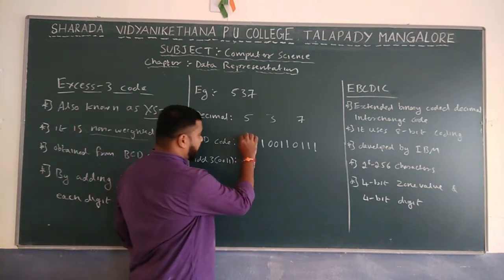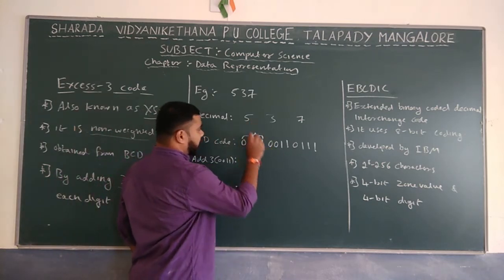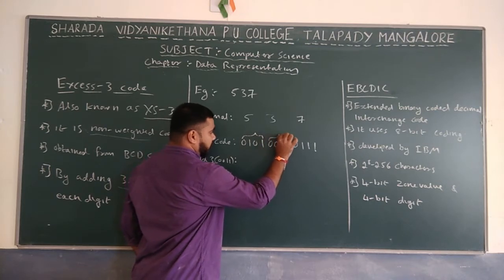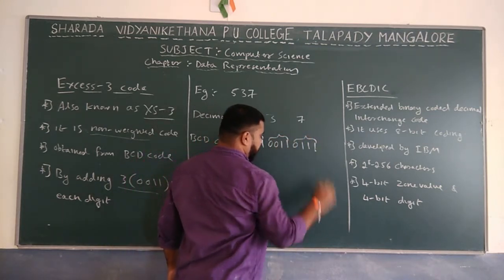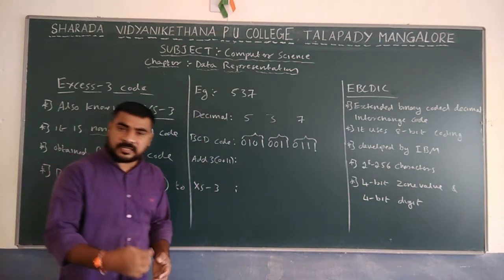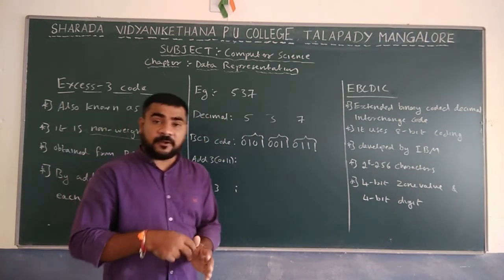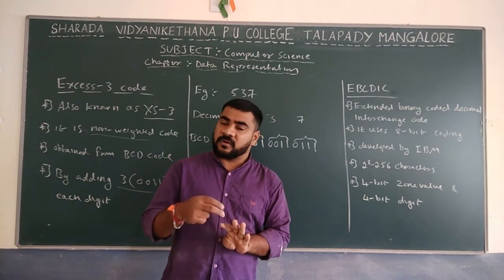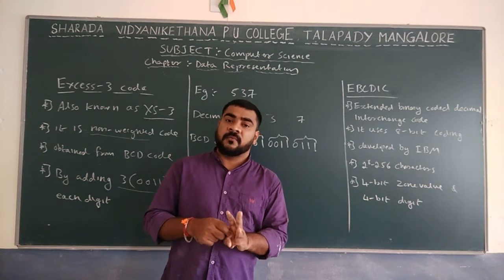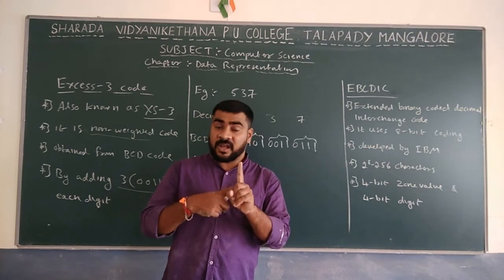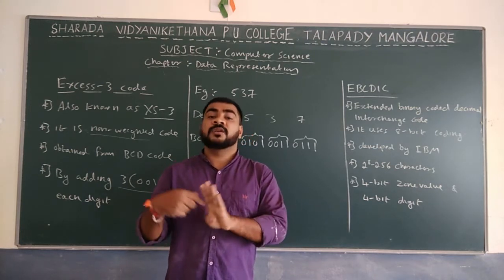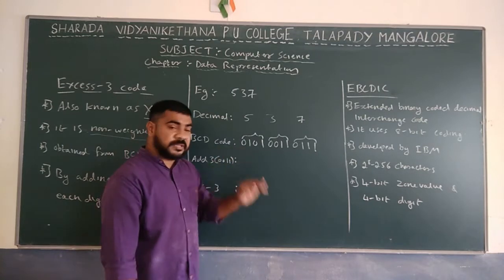See here, the first one is 5, this one is 3, and this one is 7. So we have to add the zeros in the place of MSB and make the bit length 4 bits. Whenever only 1 bit is there, you have to add 3 zeros. When 2 bits are there, you have to add 2 zeros. And whenever 3 bits are there, you have to add 1 zero. And you have to make the bit length 4 bits. So we can find the BCD code.